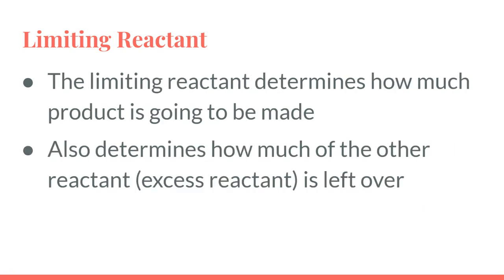The limiting reactant is the reactant that is going to determine how much product is going to be made. Just like how we looked at which part of the table was going to run out first to determine how many total tables we could make, that is the same for chemical reactions. So we are going to have to find the limiting reactant, whichever reactant runs out first, and then use that to determine how much product is going to be made.